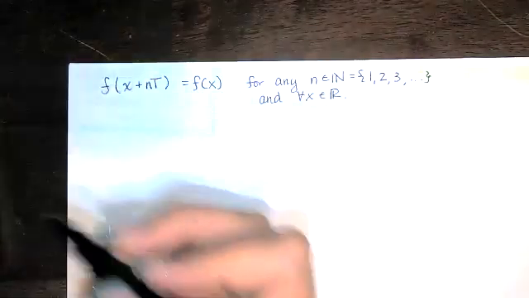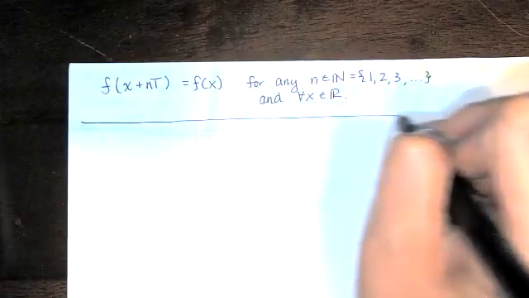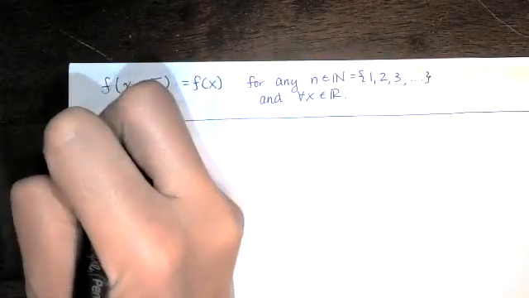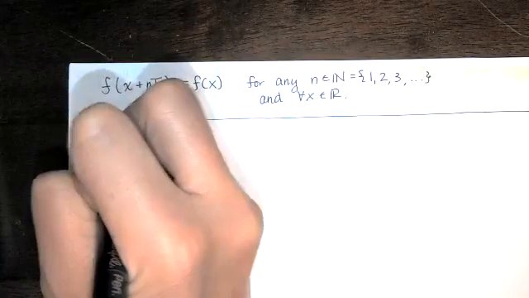Now we already know that our sine and cosine functions are periodic with period 2 pi. We know sine of x looks like this.